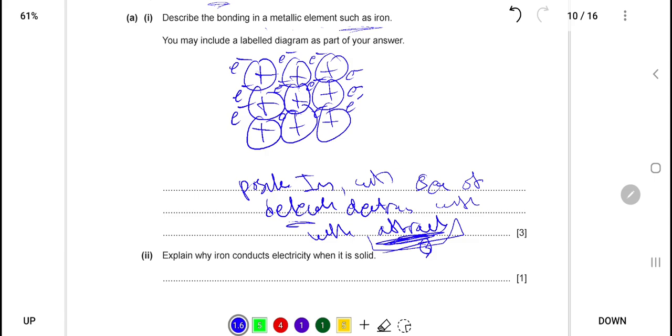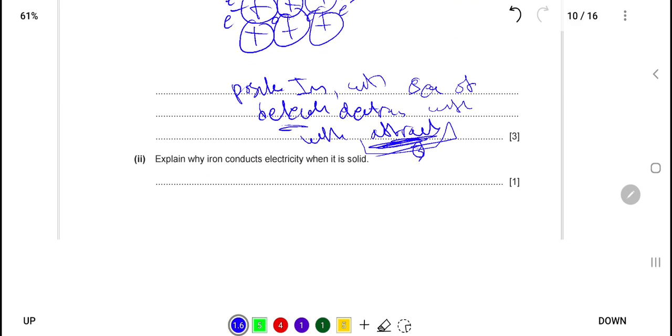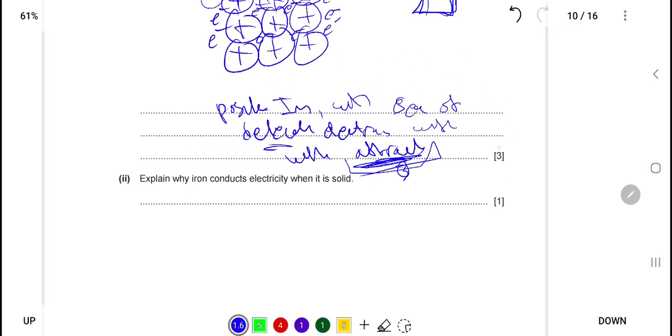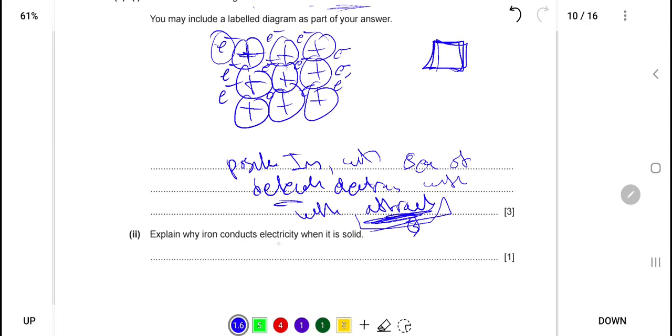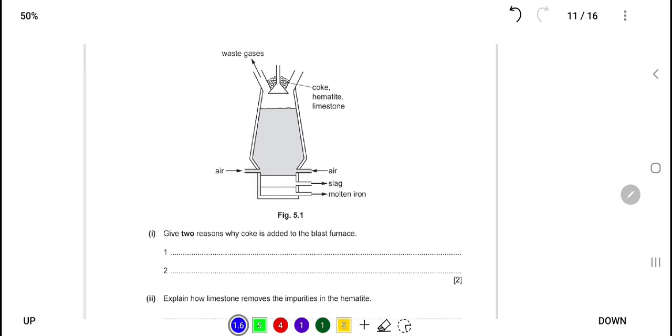Because if they're not attracting, how will they be held in place? How is a metal a solid sometimes? So it must be attracting. So the positive ions are attracting the delocalized electrons. That is what explains it. That is what the mark scheme says, and it's correct. Explain why iron conducts electricity when it is solid. Why? Because it has delocalized electrons, or electrons are moving. Electrons move, electrons mobile, electrons flow. That's what the mark scheme says.